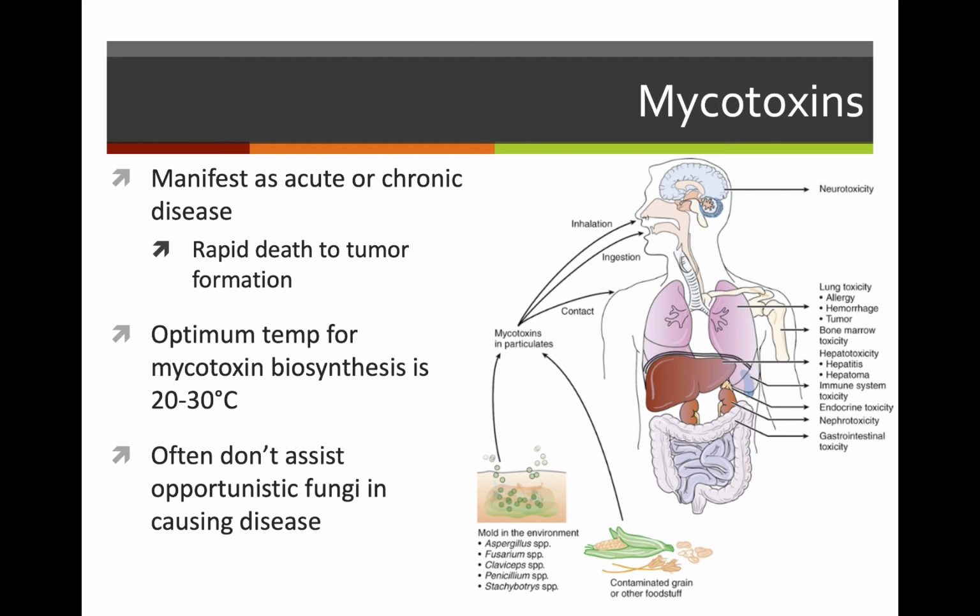So the optimum temperature, 20 to 30, is far cooler than human body temperature. So we don't usually get a lot of toxin production in the body like what we see with bacteria. Bacteria that produce toxins often produce them in the body. Generally, when a patient comes in with a mycotoxin intoxication, it's because they ate something that was contaminated with the toxin, not because they have a fungal infection producing a toxin.